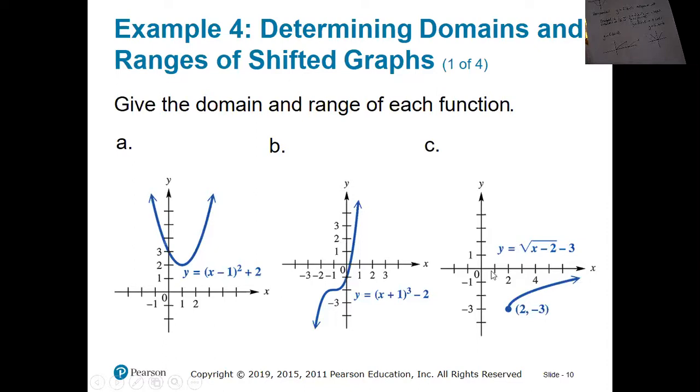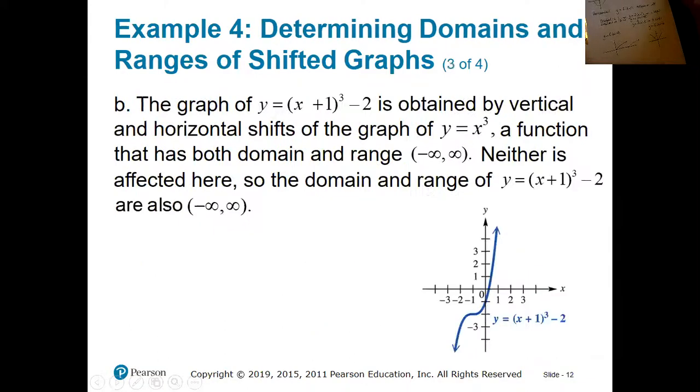Okay, what is the range? Well, what's the lowest point of the y? Well, the lowest point of the y is -3. So we have a bracket, -3, and it will continually go up, up, up, up. So our y values will continue to increase to a positive infinity as well.